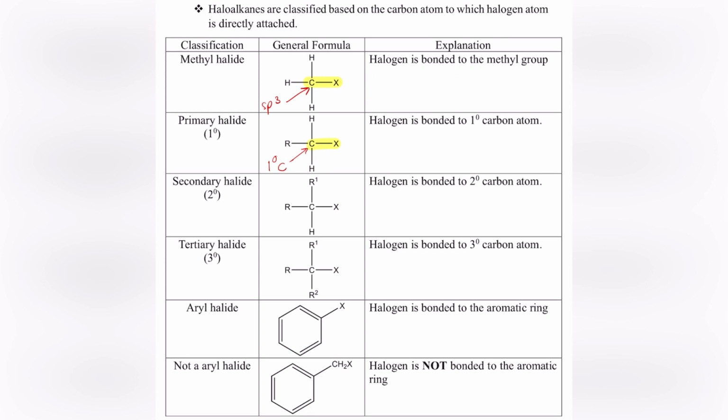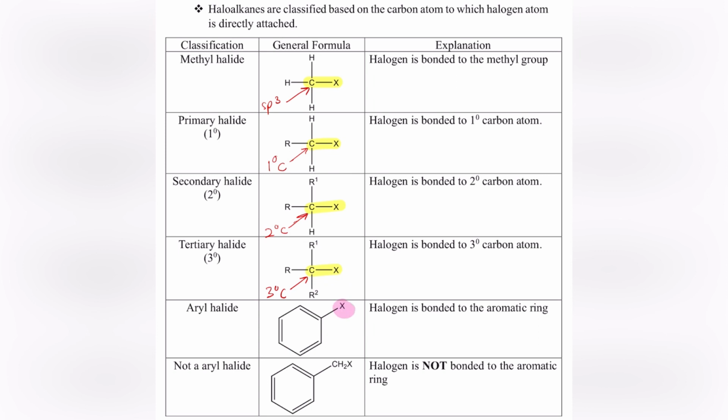And then kita ada secondary halide, which is halogen attached to secondary carbon atom. And same goes for tertiary halide. Kita ada halogen attached to tertiary carbon atom. And then kita ada 2 jenis lagi, iaitu aryl halide. Aryl halide maksudnya halogen directly attached to the aromatic ring.